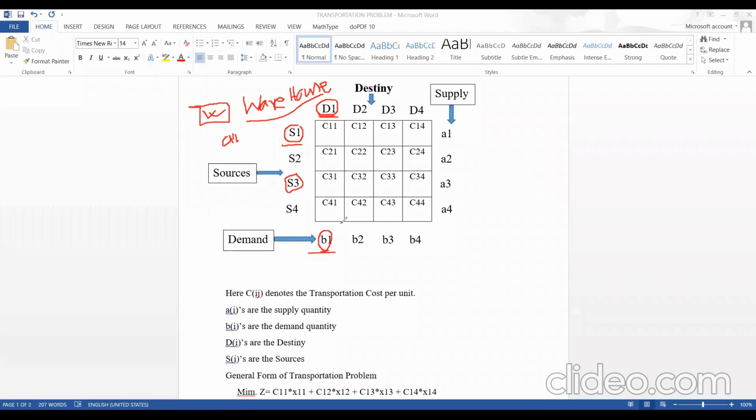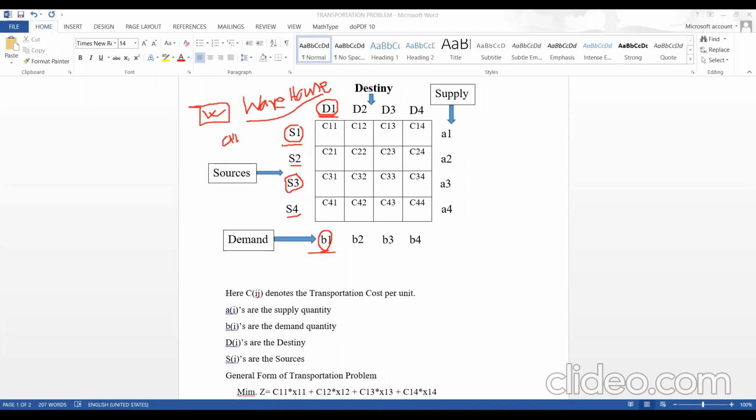In that process your transportation cost becomes minimum because the source S1 is very close to D1. S3 is also closer to D1, but S1 is closer to D1 than S3. S2 and S4 are not closer than S1 and S3. So if you supply from S2 and S4, obviously your transportation cost becomes high and your profit becomes less. So that's why the transportation problems are arranged in such a manner that your transportation cost becomes minimum.